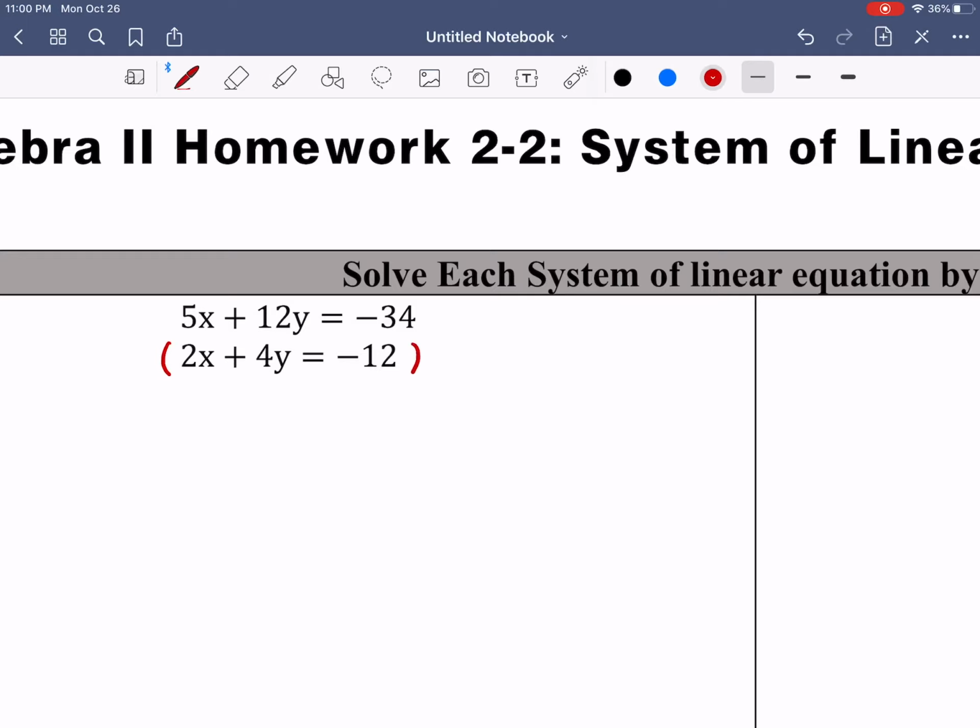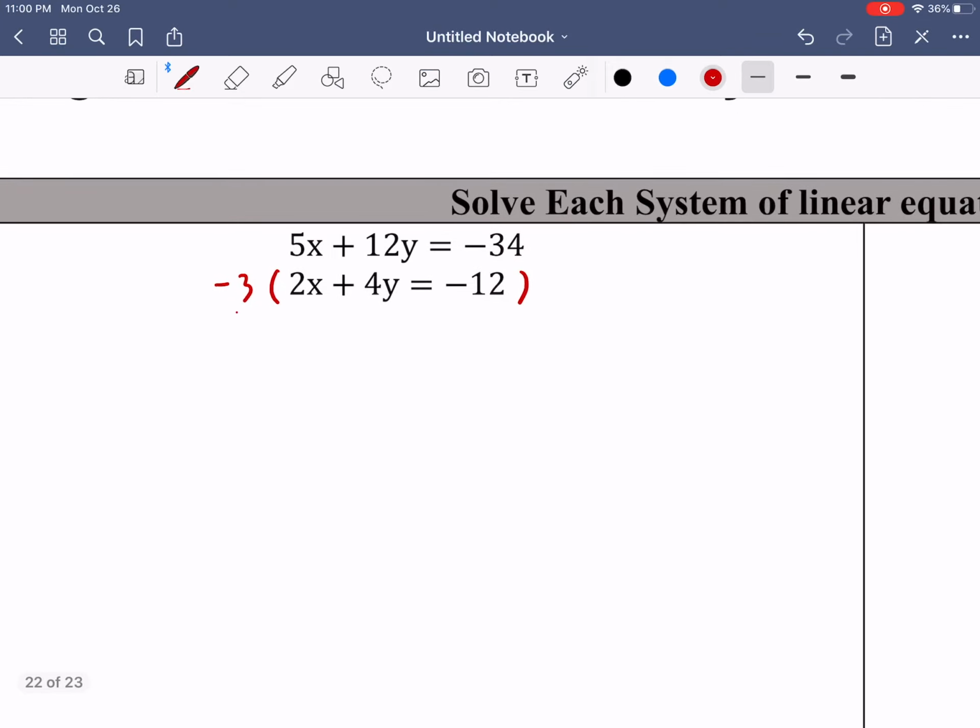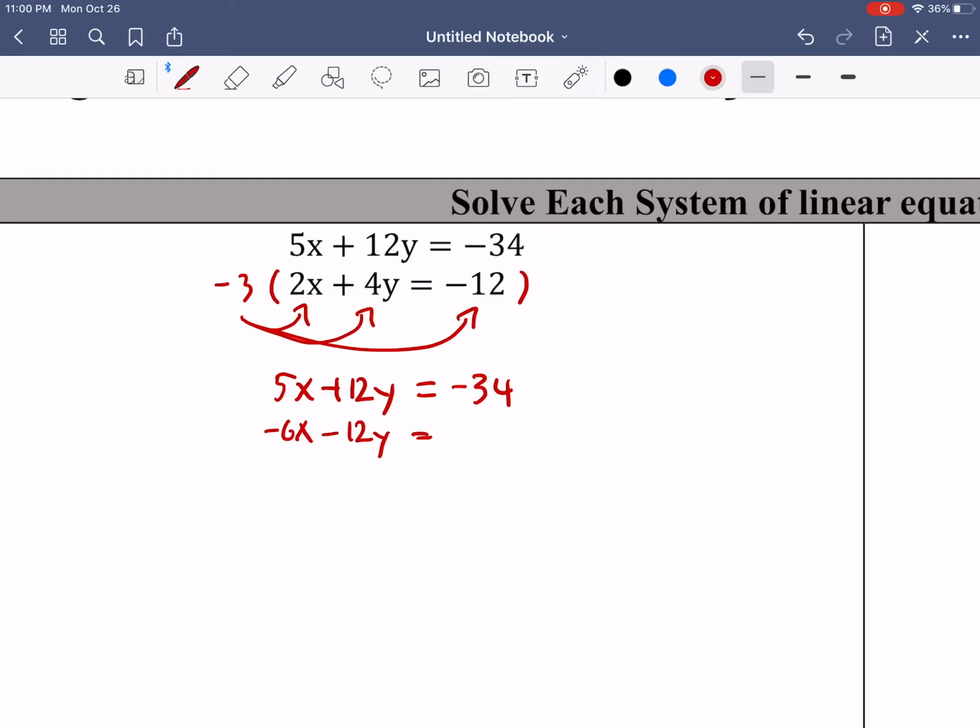For me, because I do not want to work twice, I will just multiply this by -3. So let's do this. Before I do that, let me copy down the first one, which is 5x plus 12y equals -34. And here, let's multiply. -3 times 2x, you get -6x. -3 times 4y is -12y equals -3 times -12, you get positive 36, right? Let's combine them.